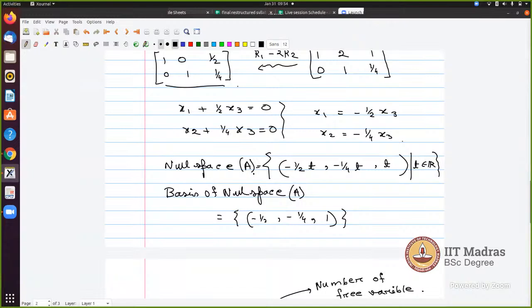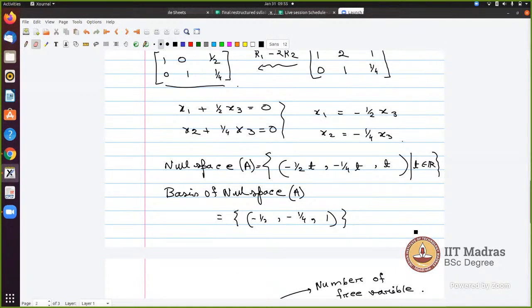So the process is, suppose we have two independent variables. For each independent variable, I can put one for T1 and another for T2. To find a basis, the general technique is to put one for one independent variable. Suppose I have two free variables, T1 and T2. First put T1 as 1 and T2 as 0, then put T1 as 0 and T2 as 1. That will give you two different elements, and that will generate the basis. It's the same as the basis we learned earlier.